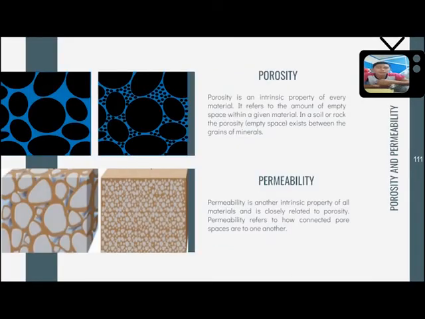So next is porosity. Porosity is an intrinsic property of every material. It refers to the amount of empty space within a given material. In a soil or rock, the porosity, empty space, exists between the grains and minerals. And the other is permeability. What is permeability? Permeability is another intrinsic property of all materials and is closely related to porosity. Permeability refers to how connected pore spaces are to one another.